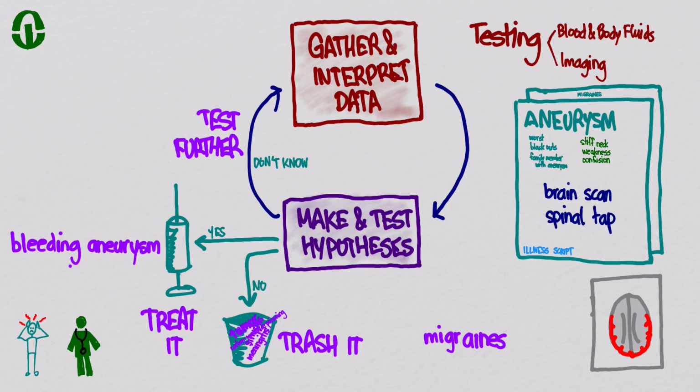Now, migraines, that's still left here. Does the patient have migraines? Probably not. If they have a bleeding aneurysm, we might say that because we already found an explanation for this, my suspicion for this is low, I'm going to put that one in the trash as well.